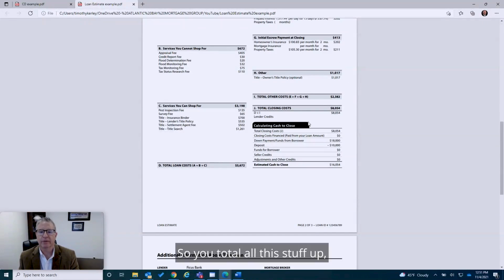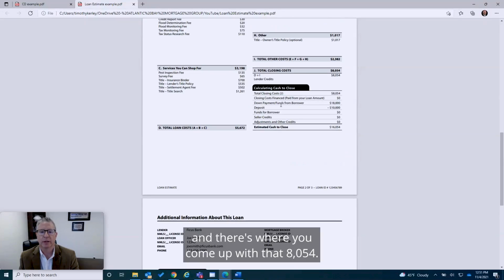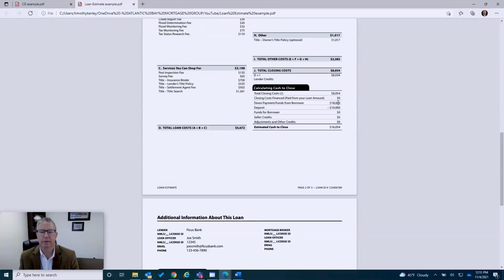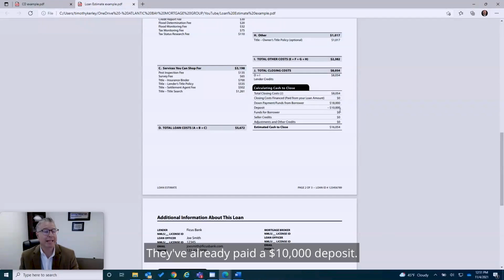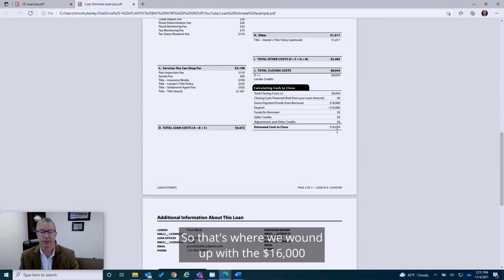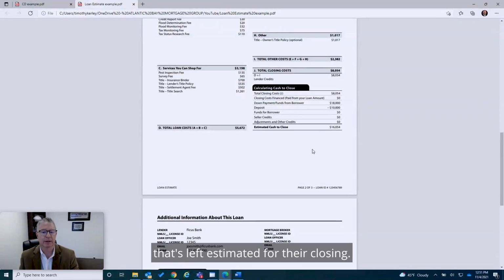So you total all this stuff up, and there's where you come up with that $8,054. Here's the down payment. These folks are doing a 10% down payment, $18,000. They've already paid a $10,000 deposit. So that's where we wind up with the $16,000 that's left estimated for their closing.